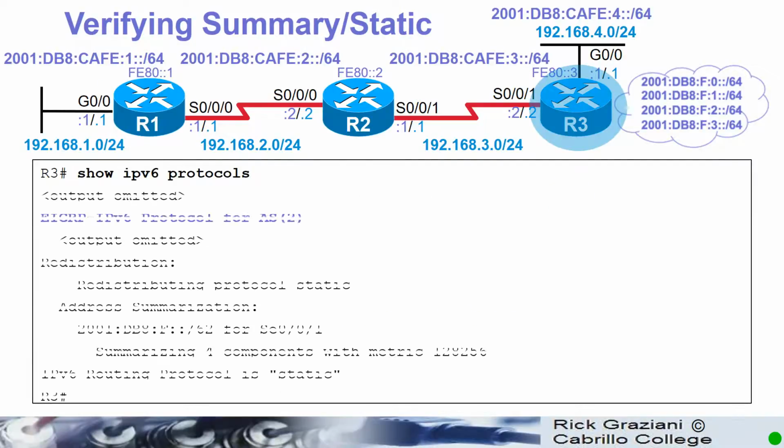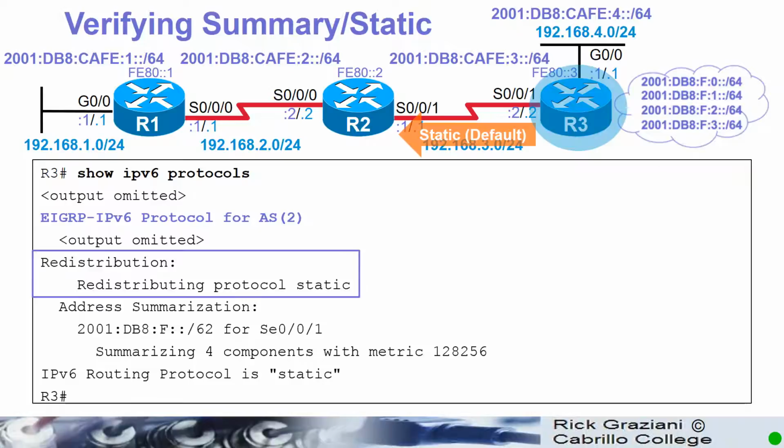If you want to verify the addresses with a show IPv6 protocol, you can see the summarized addresses. You can also see if it's being redistributed.